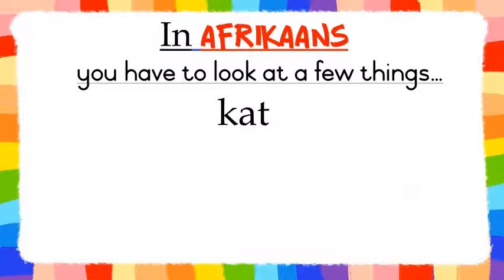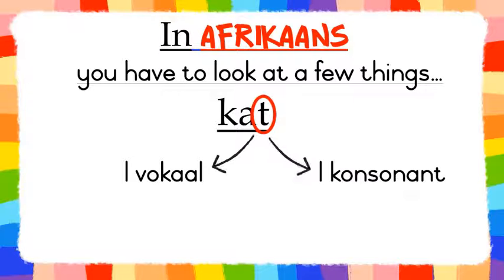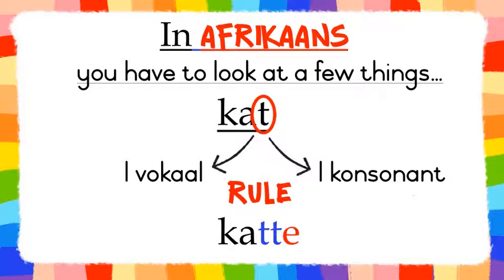In Afrikaans, you have to look at 2 things. The last vowel. So there is 1 vokale. And then we also look at the last consonant. And there is only 1 consonant. So the rule is if you have one vowel and one consonant, then you have to double the consonant and add an E at the end.